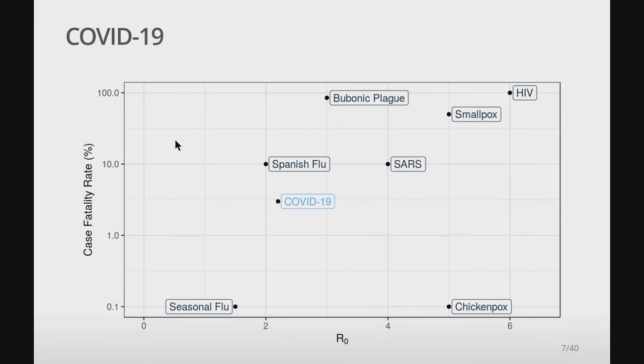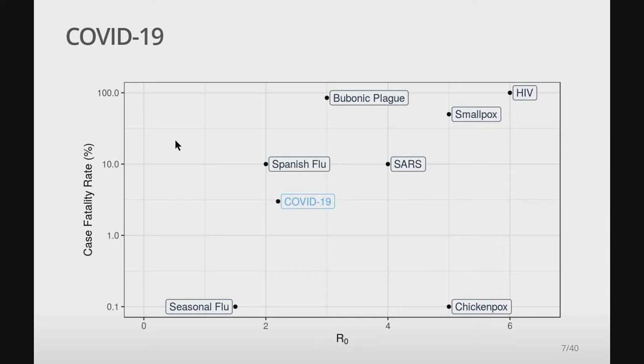So case fatality rates for COVID-19, it sits here in the middle. This is a log scale, don't be confused. So bubonic plague and HIV, if left untreated, those are like 100%, that will kill you. SARS sits at about 10%. That was the big outbreak that happened a while ago. And I say big in relative terms. Chickenpox, seasonal flu, they're not even on the spectrum. They're not even playing the game, guys.